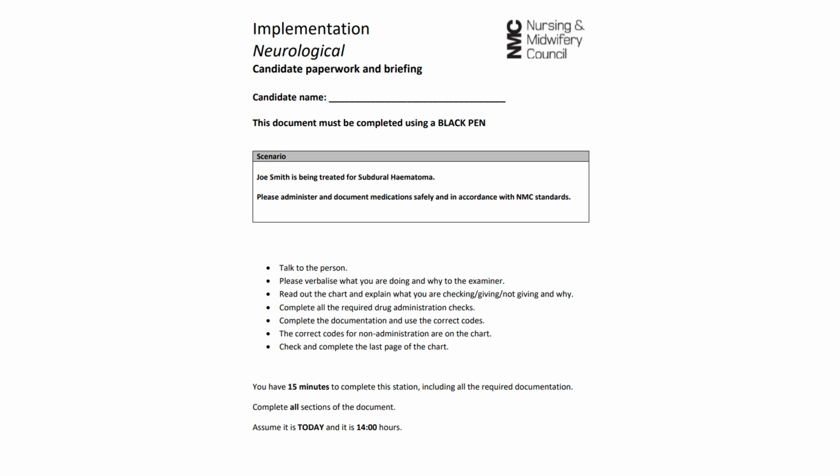We have to read each and every part of the implementation paper, and we have to rule out which is the right medication which is due at our time. Then we have to read out the chart and explain what we are giving, what we are checking, and what we are not giving and why. Okay, we have to explain to the examiner. We have to do all the checks, and that is checking the right patient, right drug, right route, right prescriber.